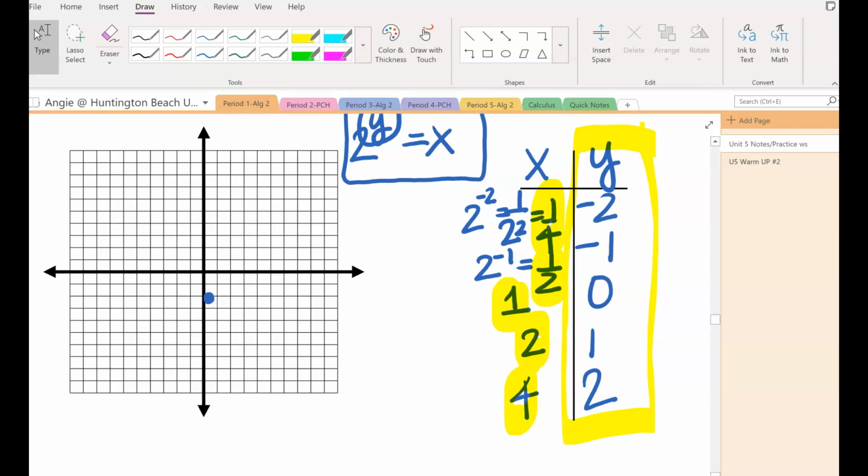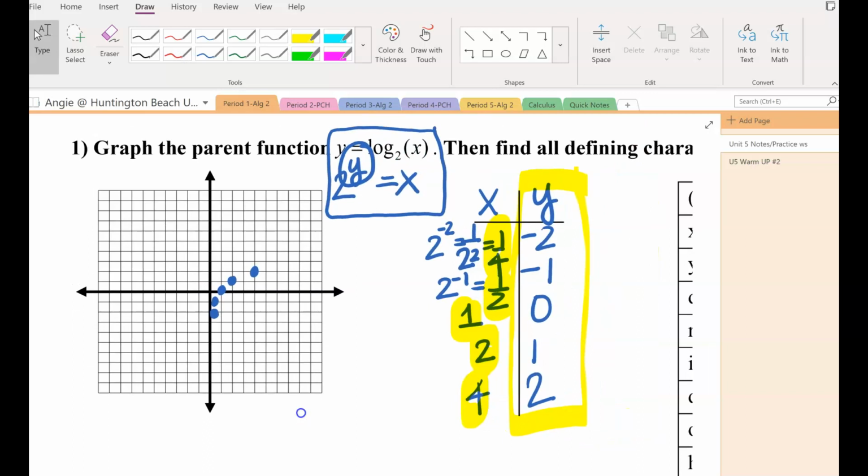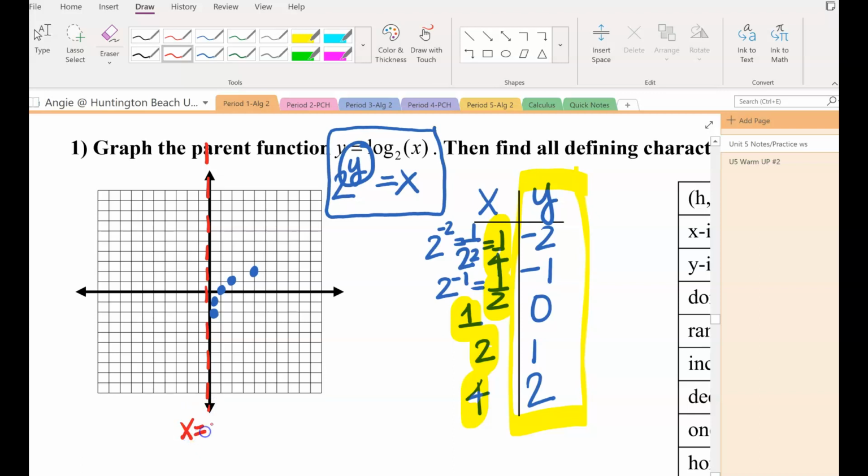At 1/2, we're going to go down to -1. And at 1, we are going to stay at 0. At 2, we're going to go up to 1. And at 4, I'm going to go up to 2. So would you agree that we did not touch the y-axis at all? Because we didn't touch the y-axis, and we can never get any value that will make x equal to 0. Okay, so that will create an asymptote here. This is a vertical asymptote at x equals 0.